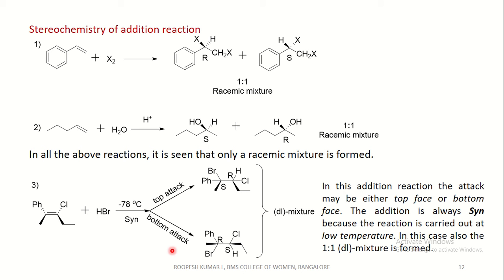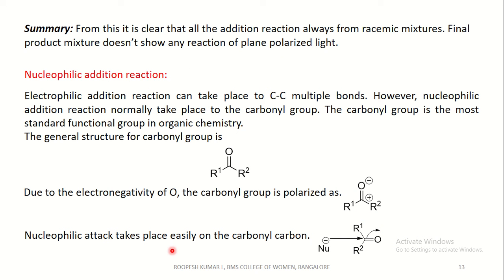In this case also, a mixture of compounds, that is a 1:1 DL mixture, is obtained. From this, it is clear that all addition reactions always form racemic mixtures. That is, the final product mixture doesn't show any rotation of plane polarized light.